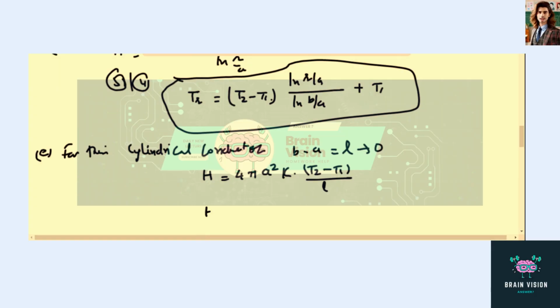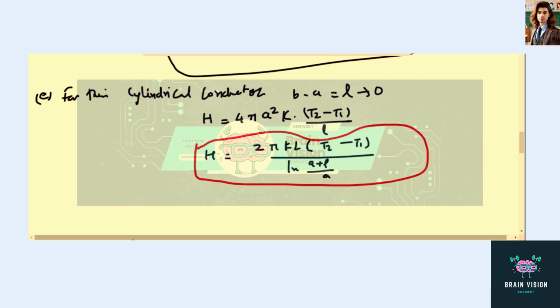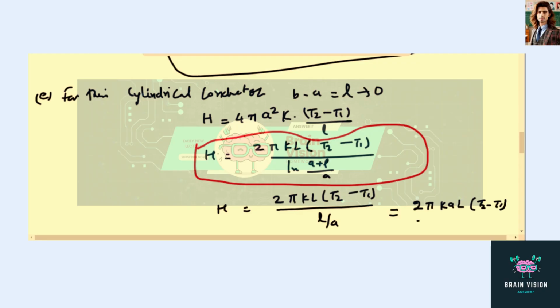So fourth equation becomes 2 pi k l T2 minus T1 upon ln of A plus L upon A. If we apply the condition L is to be very small, so it could be written as k l T2 minus T1 divided by L upon A. So 2 pi k A l T2 minus T1 upon L.